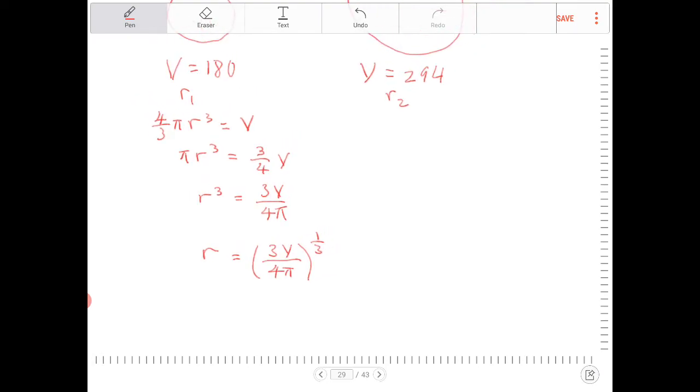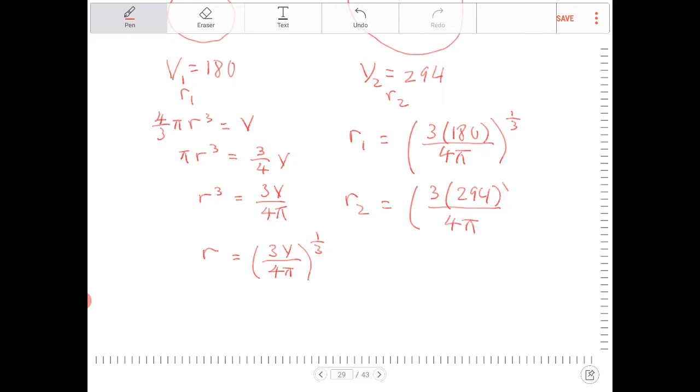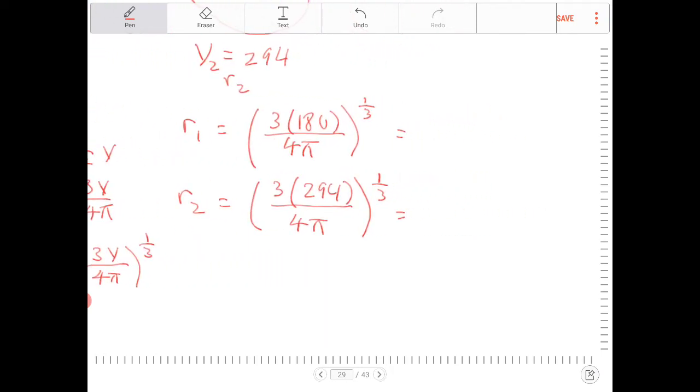So this is the equation that I'm going to use to find out what R1 and R2 are, given that V1 is 180 and V2 is equal to 294. So R1, therefore, is equal to 3 times 180 over 4 pi to the power of 1/3. R2 is going to be 3 times 294 over 4 pi to the power of 1/3. I'm going to find out what R1 and R2 are respectively. So I'm going to go to my calculator.